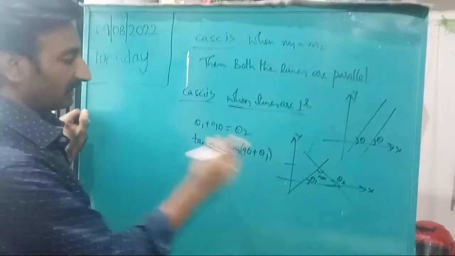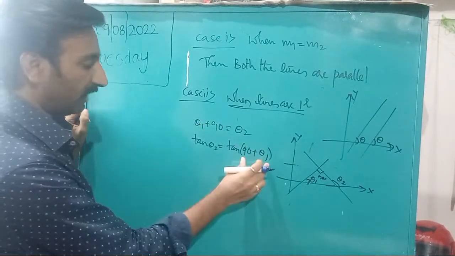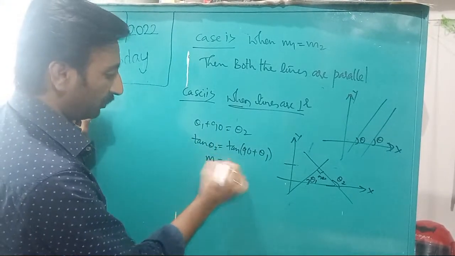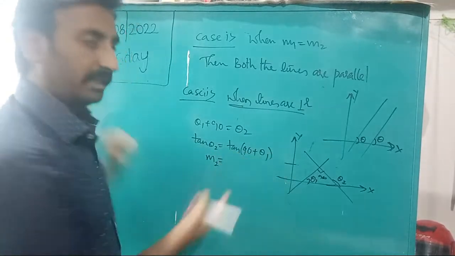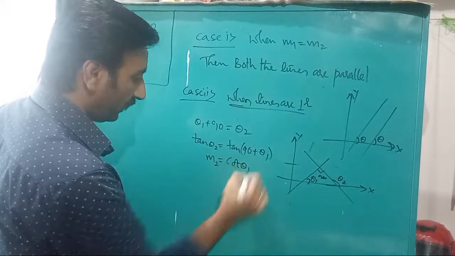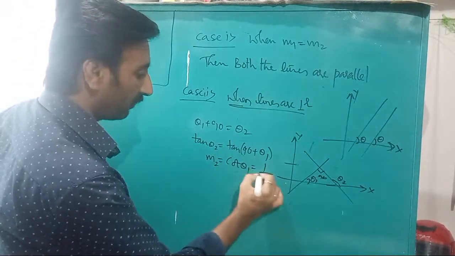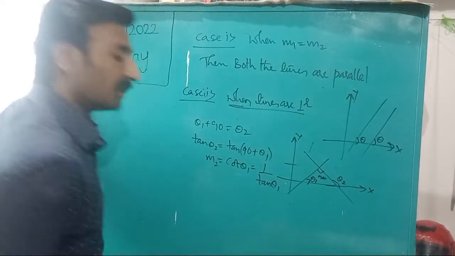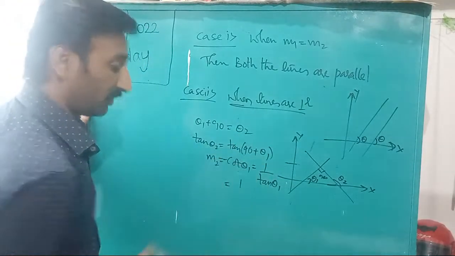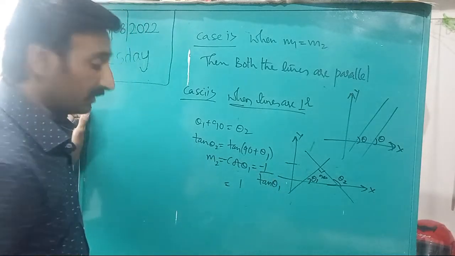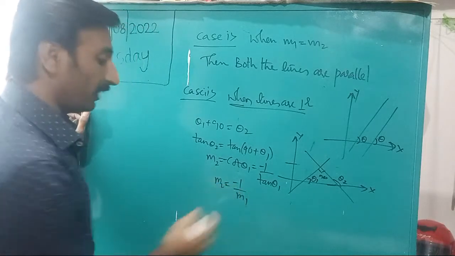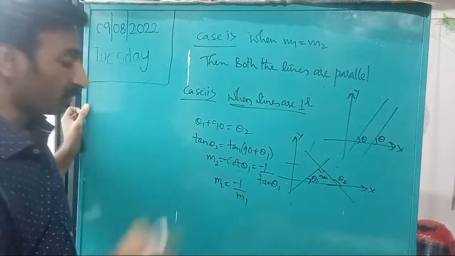I have just written it like this: the left side term I am writing on the right side. This is the left side. If I say this is m1 or m2, theta 2 is m2. Tan of 90 plus theta 1, you know, is minus cot, so it is minus 1 by tan theta 1. So the value is minus 1 by m1. m2 becomes minus 1 by m1.